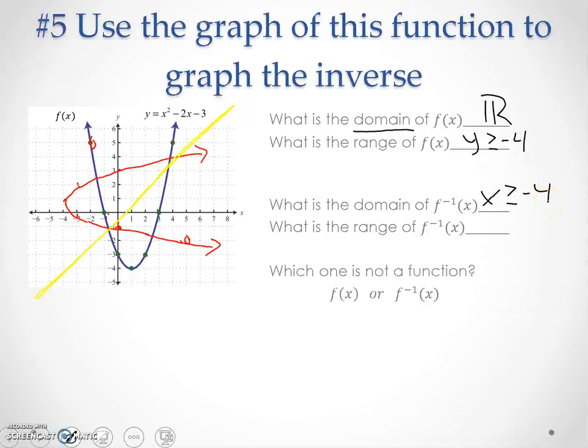And what are the range values? Well, if you look at the red function, it's going to go up forever and down forever. So the range values are all real numbers. And so I want you to look at these because the domain and the range here just flipped. The domain of the original function is the range of the inverse. And the range of the original function is the domain of the inverse. And that will always be the case with inverse functions.